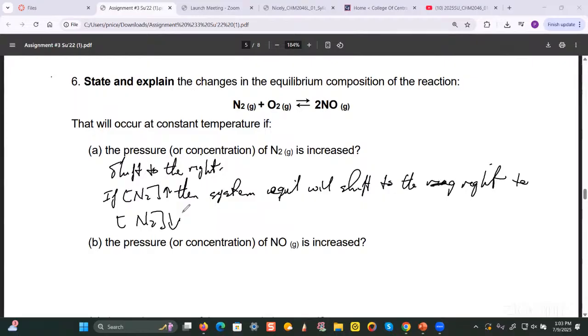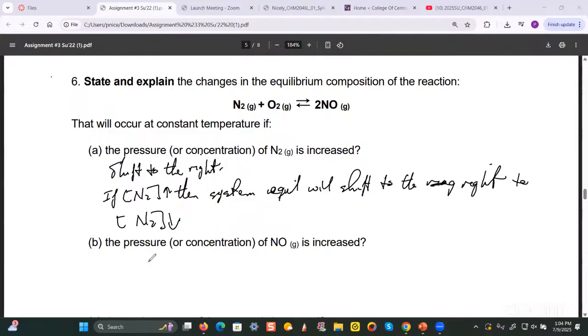The shift is going to be to the right, and that happens because when you increase the pressure or the concentration of nitrogen, according to Le Chatelier's principle, the system will try to reduce the pressure of nitrogen by shifting the equilibrium to the right, and thereby reducing the concentration of nitrogen. All right? Any questions?